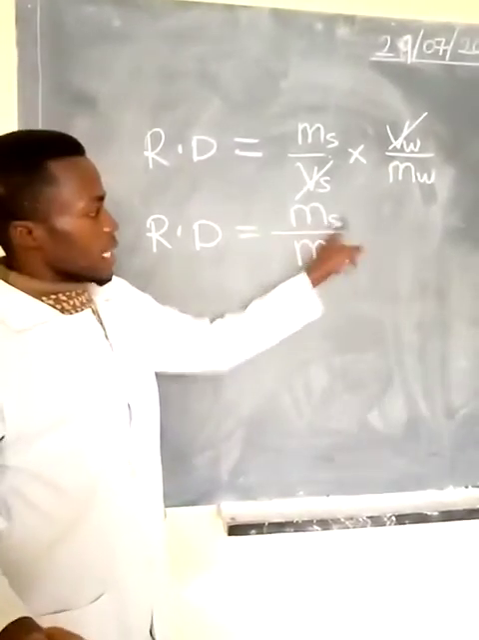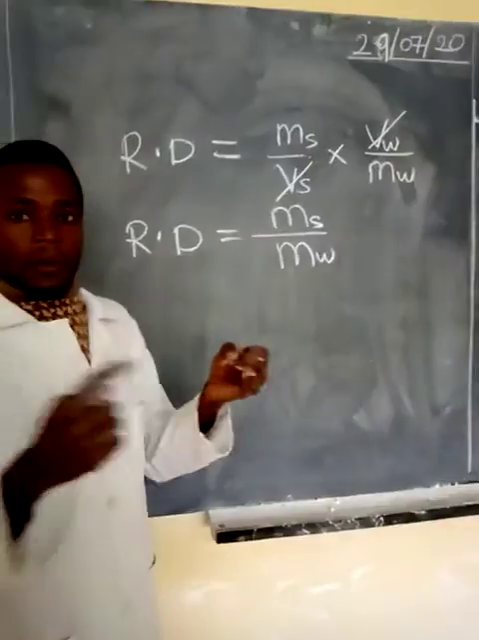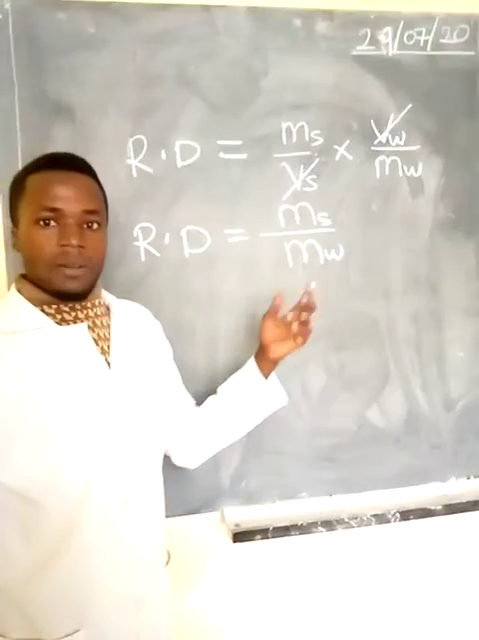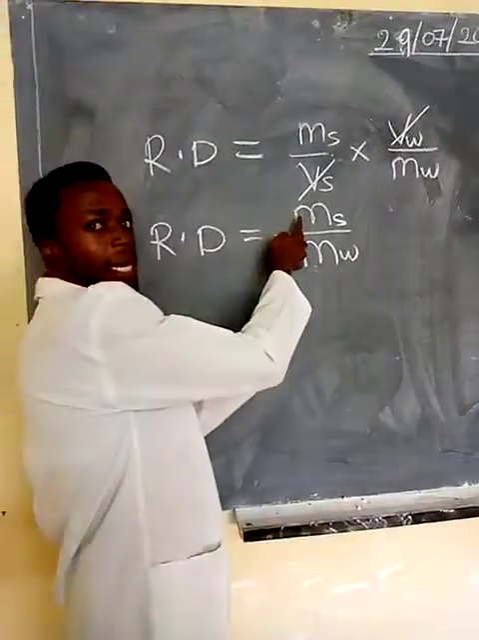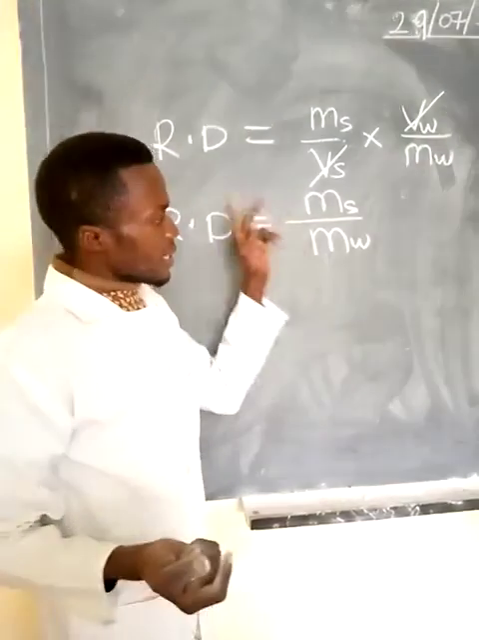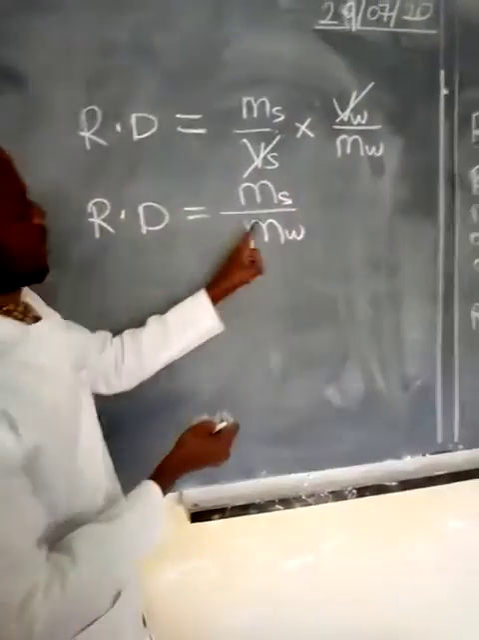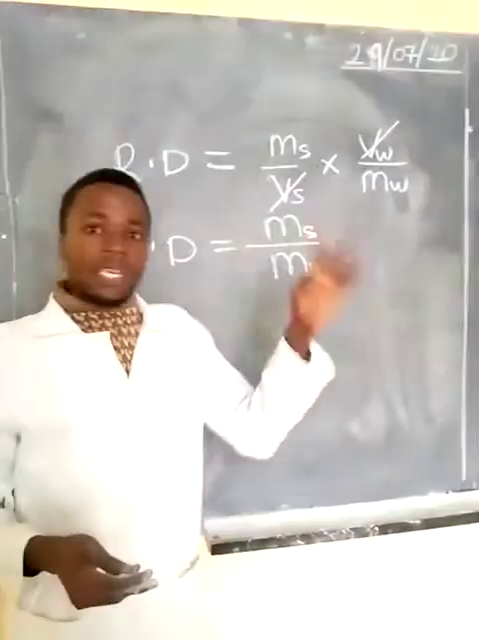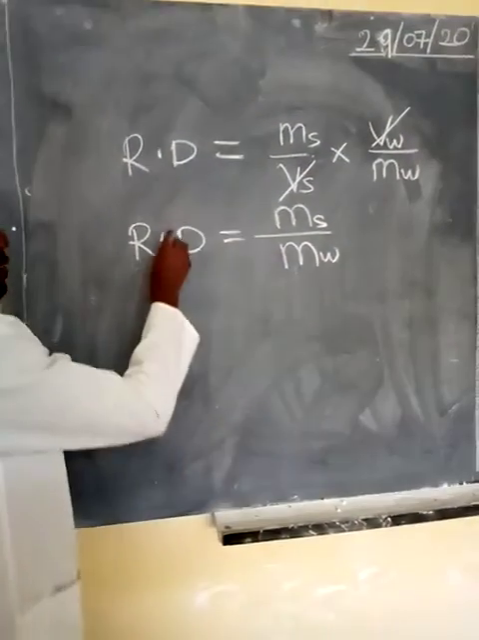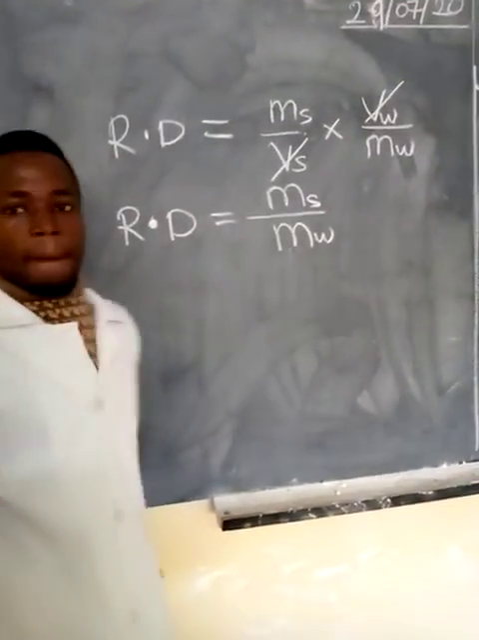So mass of a substance over mass of what? Water. Instead of just using the density of a substance over the density of water, you can also use mass. If you're given the masses, you use the masses. If you're given density, you use density. But again, I said relative density can be expressed in weight. So we know that mass can be gotten from weight.